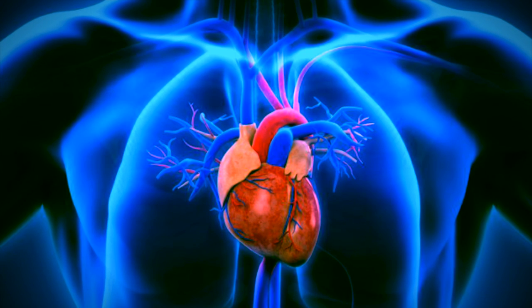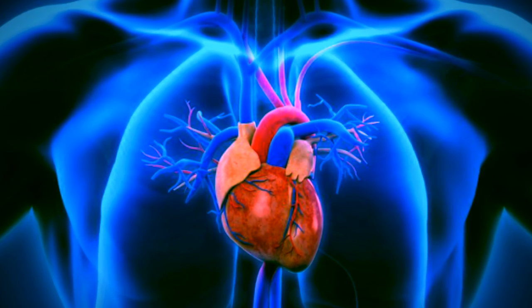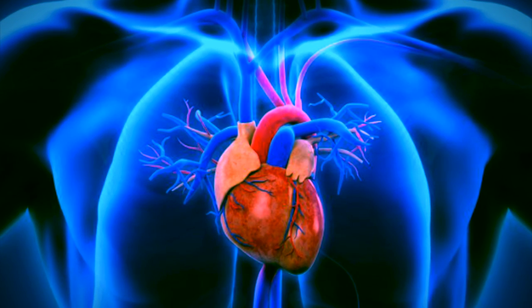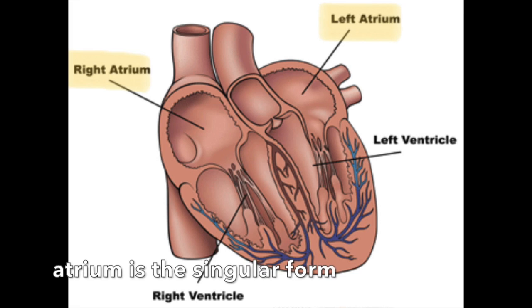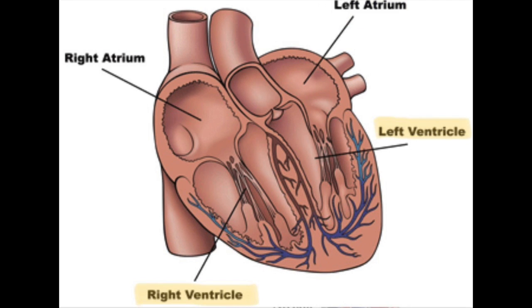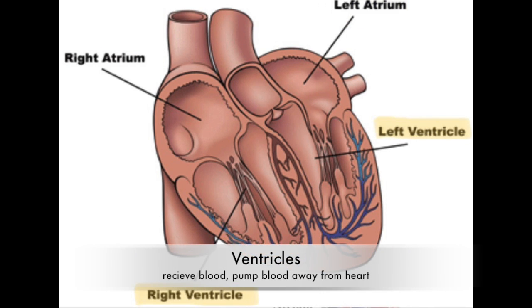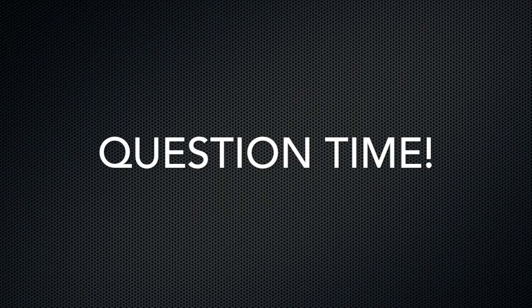The right and left sides of the heart function as two separate pumps. Each side contains two separate chambers separated by valves that only allow blood to flow in one direction. The upper chambers are called the atria and receive blood returning to the heart. The lower chambers are called ventricles, and these receive the blood from the atria and pump blood away from the heart. Now that we have given you a brief overview of the anatomy of the heart, let's start with some questions to see how much you've remembered.